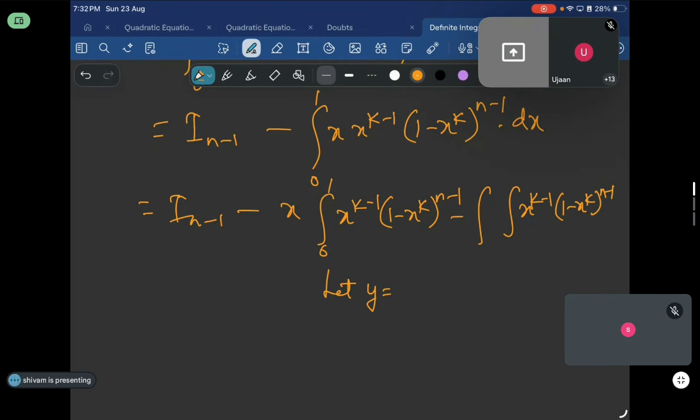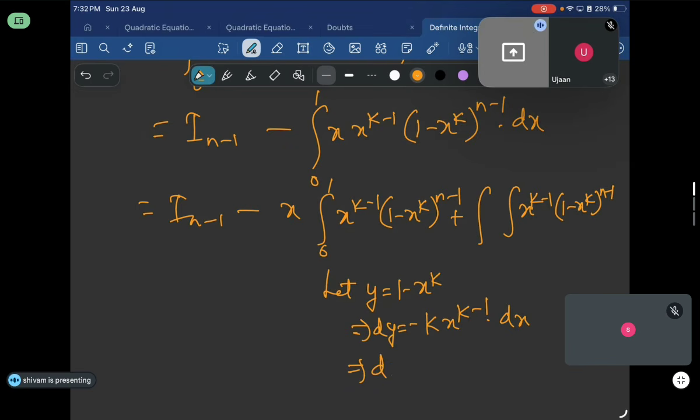Let y is equal to 1 minus x power k. That is plus in the middle. Minus minus will become plus. Actually, x power k it was, so I broke it as x into x power k minus 1. Next, y equal to 1 minus x power k, so what is the derivative? dy is equal to minus k into x power k minus 1 into dx. This is what dy is.